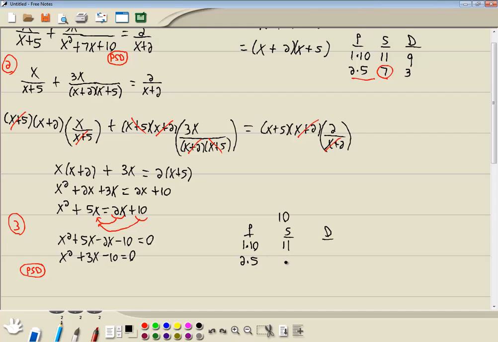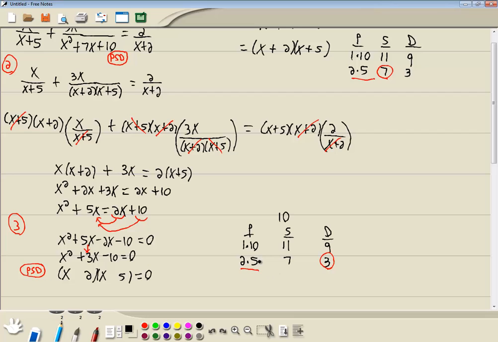Add them. 1 plus 10 is 11. 2 plus 5 is 7. Subtract them. 10 minus 1 is 9. 5 minus 2 is 3. This time the number we're looking for is a 3, which is right here. So we're going to use 2 and 5. So we got x 2, x 5.